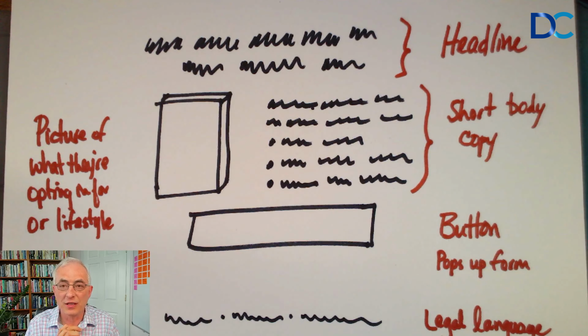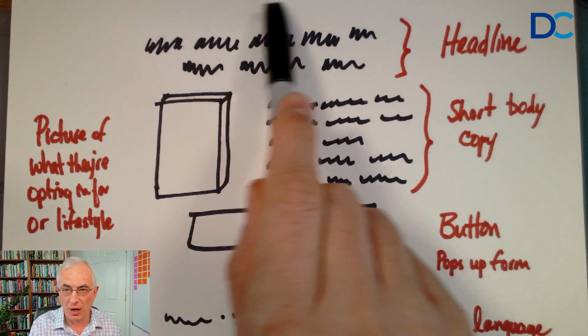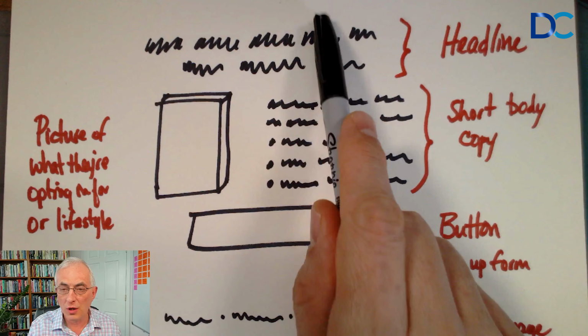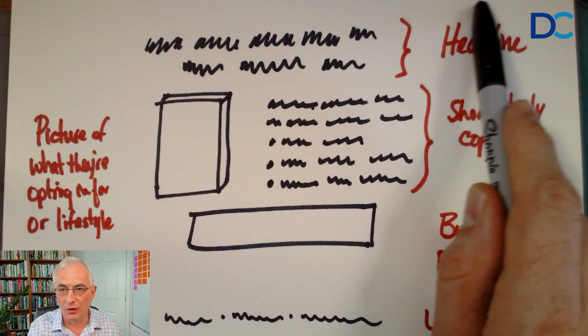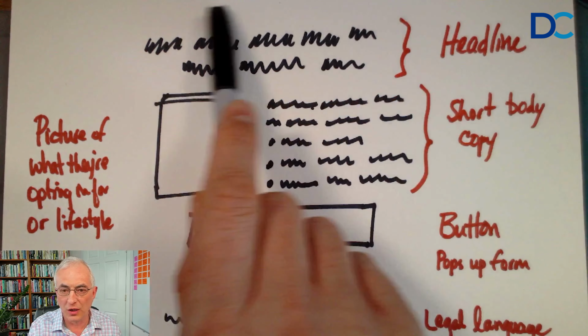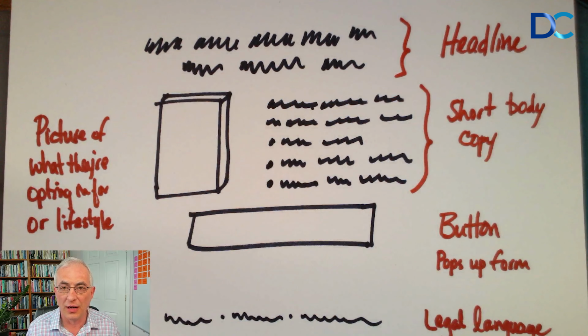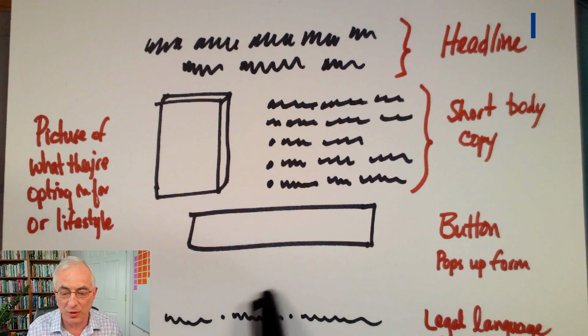Number one, what's not on this page? Number one, there's no navigation bar up here. There's no logo. There's no contact us, blog, all those kinds of things that normally go in a navigation bar. You want people, when they come to this page, they've got two options: opt in or leave. That's it.